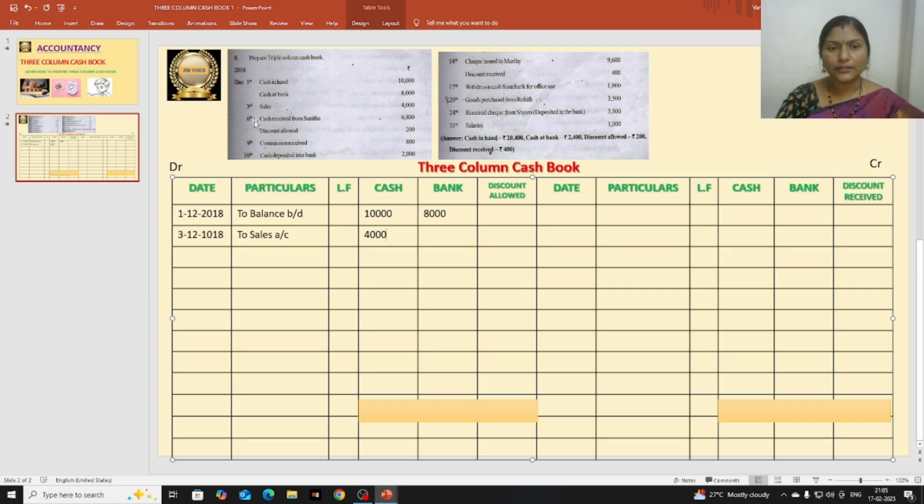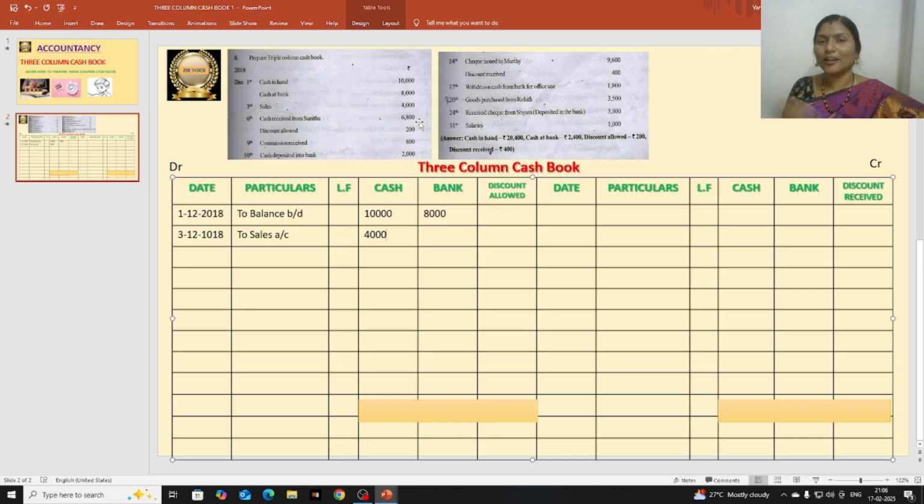You can see the mouse pointer. Okay. I am mentioning here, just showing, on 6th date cash received from Sunita 6,800. So where to write this? Clearly they have given cash received from Sunita. Received. Cash is coming. Where do we write? Debit side. I already told you, all receipts: if cash is coming into the business, we should record on the debit side. Receipts we have to record on debit side.